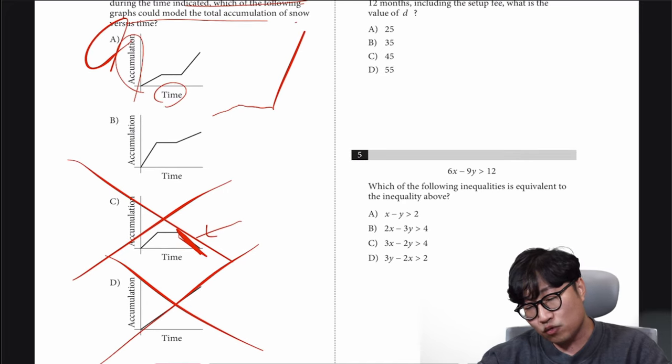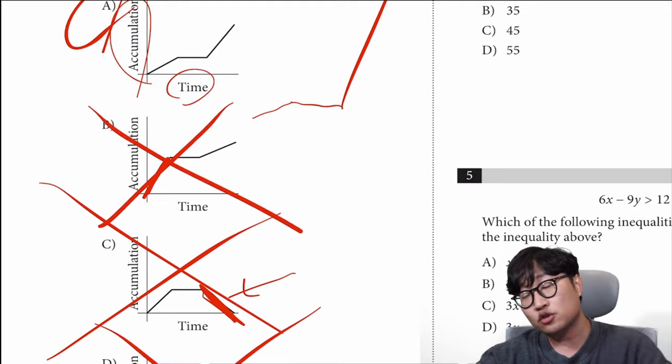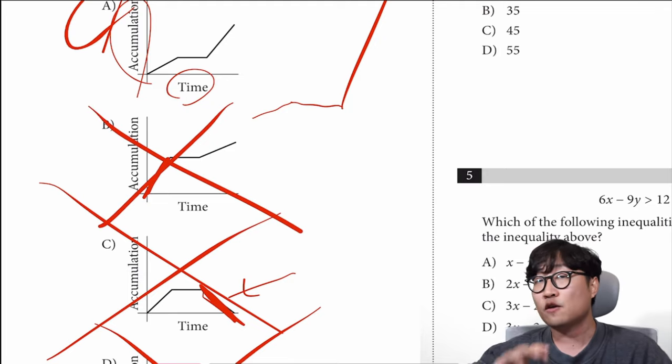But if you look at B, it's wrong because it's accumulating faster, which is absolutely untrue, because in the beginning it was slower and therefore it should be piling up slower, not faster, in the beginning.